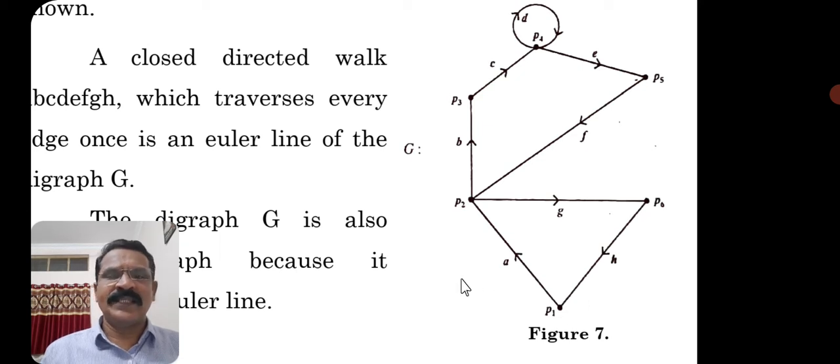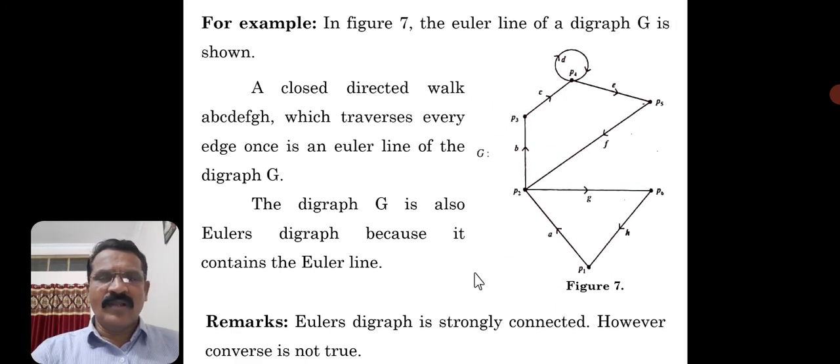So this is what we can say, Euler's line. A closed directed walk A, B, C, D, E, F, G and H which traverses every edge once and only once is an Euler line of the digraph G. So this is the Euler line which we have specified right now. So you know already the definition of Euler digraph. Any graph which contains Euler line is called Euler's digraph. So therefore the digraph G is also Euler's digraph because it contains Euler's line.